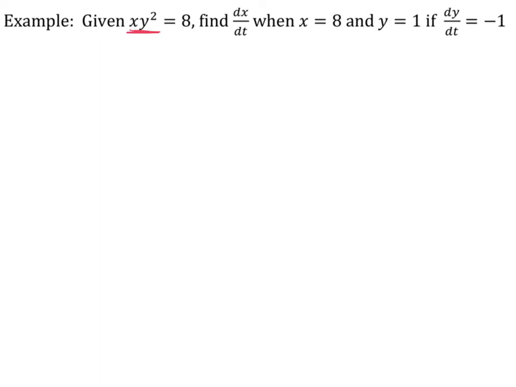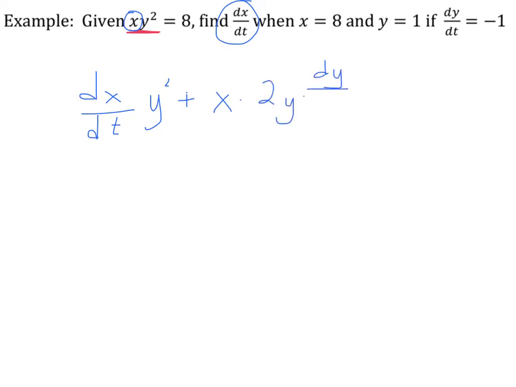So to do this one, first we take the derivative of x. Remember, we're doing the derivative of x with respect to t. So this will be dx/dt, and then we leave the y, the second part, alone, so y squared, plus, this time we'll leave the x alone, and we take the derivative of y squared. That'll be 2y, but because that y isn't a t, we multiply by dy/dt. And this is equal to the derivative of 8, which is 0.